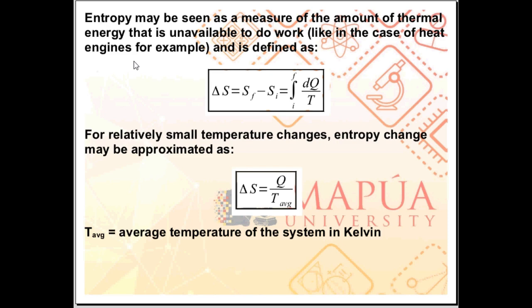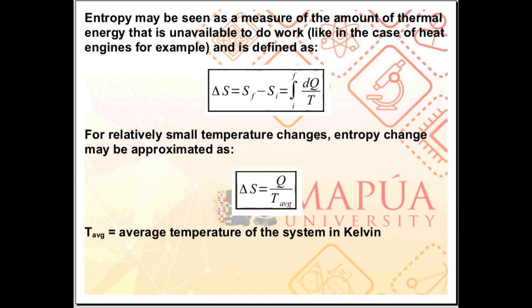You'll recall that in a heat engine, you take heat from the hot reservoir to perform work W. So basically, you convert QH to W, but not all of QH is converted into W. The excess heat QC is discarded by the heat engine. Not all of the thermal energy is available to perform work. In this case, entropy is defined as delta S. The change in entropy is equal to S final minus S initial, which is equal to the integral of dQ over T, as you integrate from the initial state to the final state.